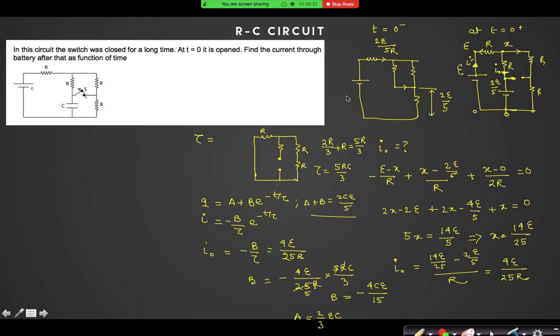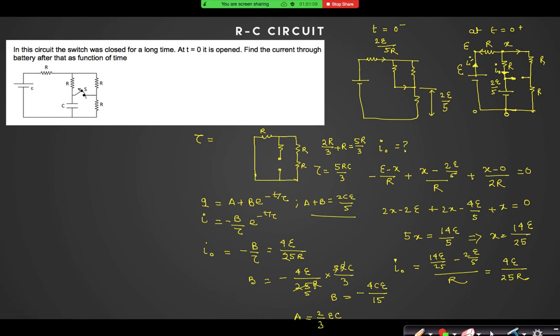I prime, suppose this current. How do I find this current? I prime is epsilon minus X by R. But what is X? X is 14 epsilon by 25. But that is only the initial value. Is it true every time? No, sir. It is only the initial value.